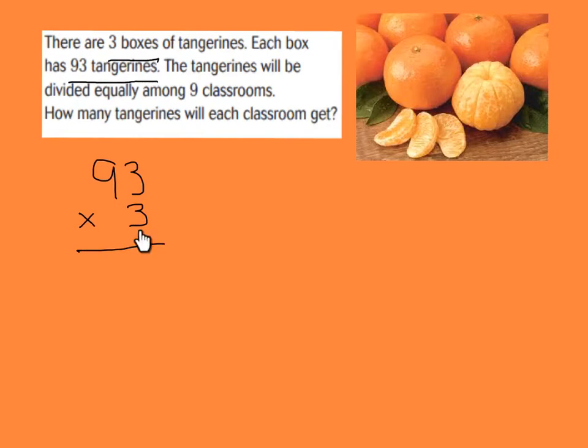I'm going to multiply 3 times 3, which is 9. And then I'm going to multiply 3 times 9, which is 27. So altogether, I have 279 tangerines. But the story problem is asking me to divide those equally among 9 classrooms. So I want to set up my division problem, and I'm going to divide 279 by 9.